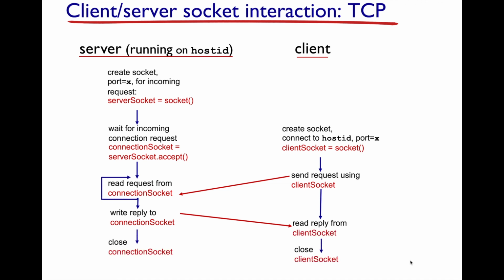Now you'll notice here this sort of edge here. Once you hand out a connection socket in the server, you now have a channel of communication with the client, but you can go back in a loop and continue to accept new incoming requests, each time creating a connection socket. Okay? Any questions about this?